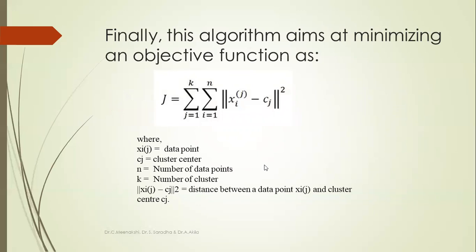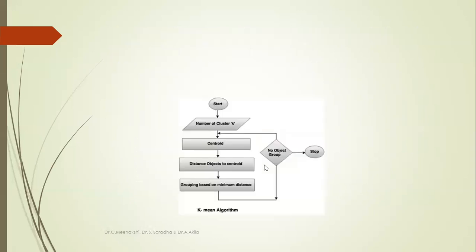So it works by minimizing an objective function, J. Here x_i is the data point, the cluster center is C_j, the number of data points is n, and the number of clusters is k. We're going to find the distance between the data point and the cluster center, and the minimum one decides the cluster. This is how it performs.